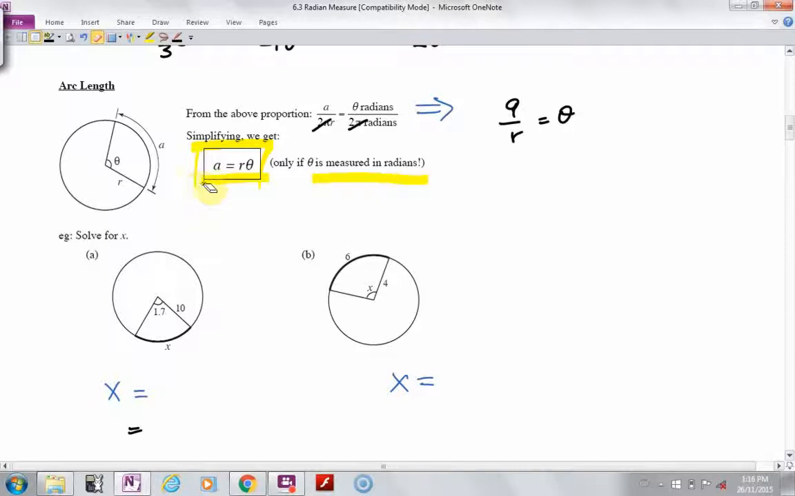And so that is lovely and easy to remember, but you can only use it like that if theta is measured in radians. If theta is not measured in radians, then you can use your conversion to change the radians into degrees by multiplying by 180 degrees over pi. And that's the exact formula that you had yesterday.